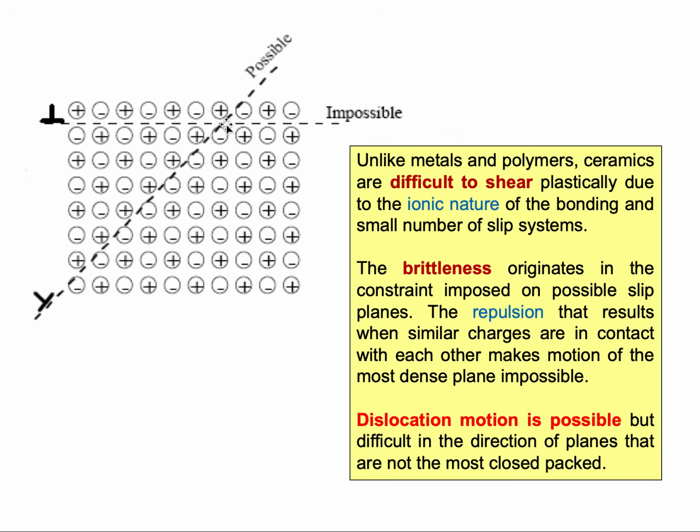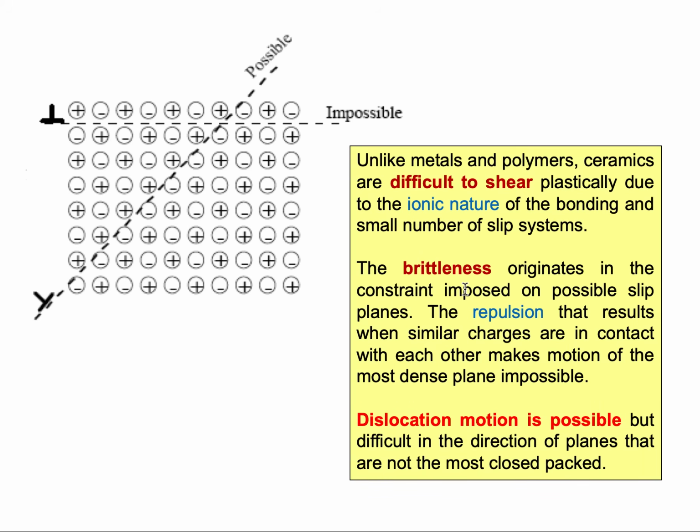So in this plane, it's impossible to have plastic shear due to the ionic nature of the bonds and the small number of slip systems. So we don't have a slip system here. Let's say you took this line here. If you need to slip or slide, the positive ion will be in contact with the positive ion. This is going to create repulsion, so that's very hard to happen. It's impossible to happen, and this results in brittleness.